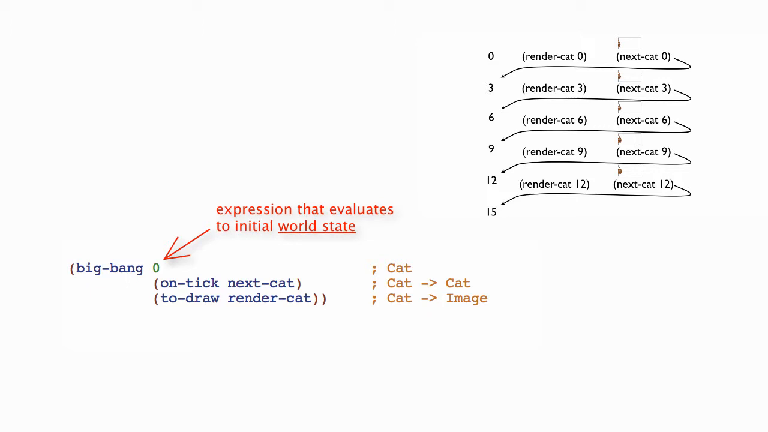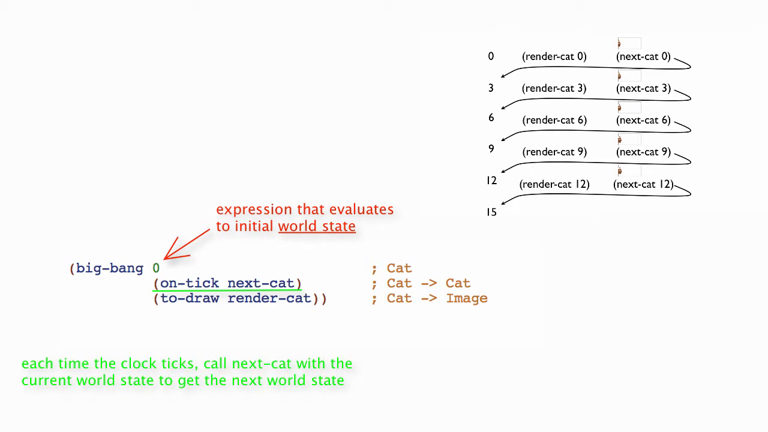After its first argument, big-bang takes a number of options, and it takes so many that the way it does it is to take them by name. That way you can give it only the options you want to give it each time. The way to read this first option is it says each time the clock ticks, call the nextCat function, pass it as an argument the current state of the world, and it will give you back the next state of the world.